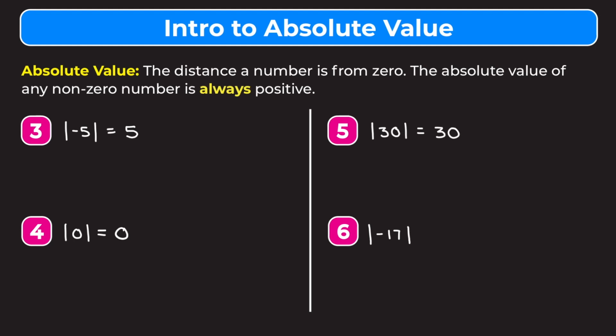And finally, the absolute value of -17. So because we have a negative number, we're just going to change it to a positive number. So absolute value is always positive unless the number inside is 0. So the absolute value of -17 is +17. So hopefully this gave you guys an introduction to absolute value.